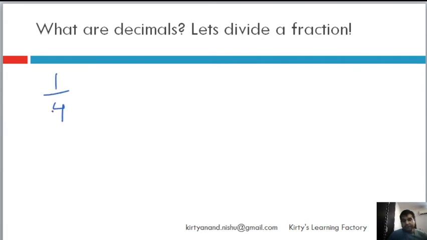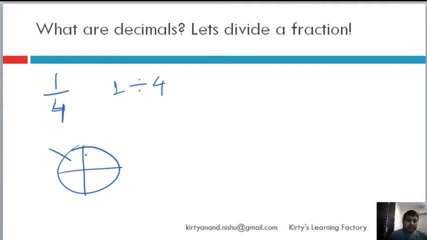1/4 is a fraction, right? In the previous video we also discussed that whenever there is a number with a numerator and a denominator, 1/4 essentially means 1 divided by 4, which means there is a thing which is divided into 4 parts, 1, 2, 3, 4, right? And when we take one part out of it, it becomes 1/4, because we are taking 1 out of the 4 parts. So it is nothing but 1 divided by 4.